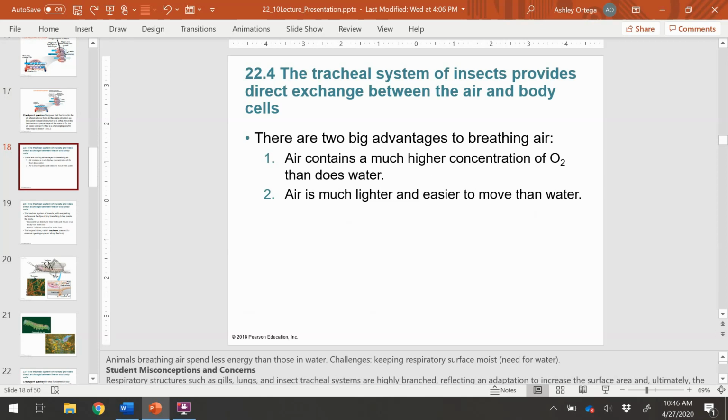And so here you can see animals breathing air will spend less energy than those in water because they're not having to work as much to get the same amount of oxygen. They're going to be using less energy. But there are challenges of keeping that respiratory surface moist for the exchange, and so there's a need for water there at that respiratory surface.